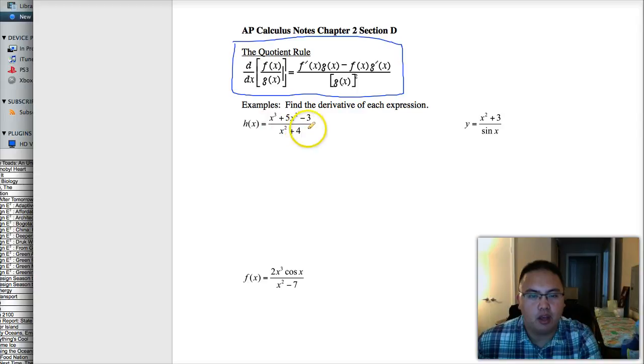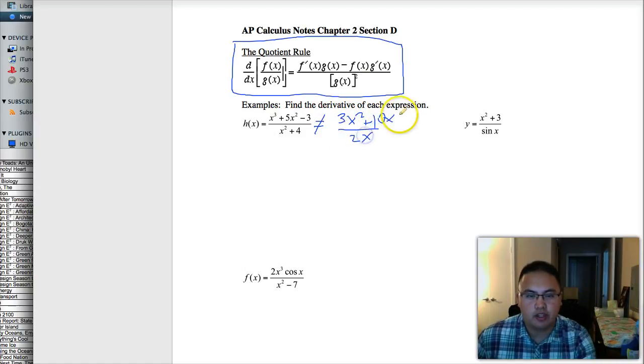So here's an example: find the derivative of each expression. So here you see I have two functions divided by each other. What the non-smart calculus student would do is that he or she would take the derivative of the first one and then just divide by the derivative of the second one. That is not correct. You have to use the quotient rule. Okay? Here is the correct way.